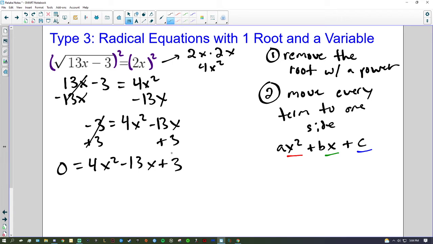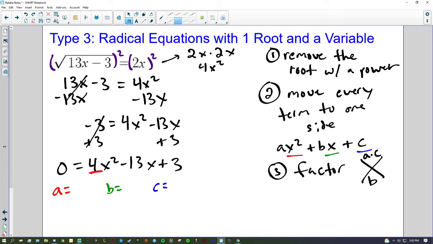Okay, now in order to find my solutions, I have to factor. Yay! So I need to know my A, B, and C and use my diamond method. Okay, so our last step is to factor. I like to factor using my X method, where I do A times C on the top, B on the bottom. My A value is the number in front of x squared. My B value is the number in front of x, negative 13. My C value is the number at the end, 3.